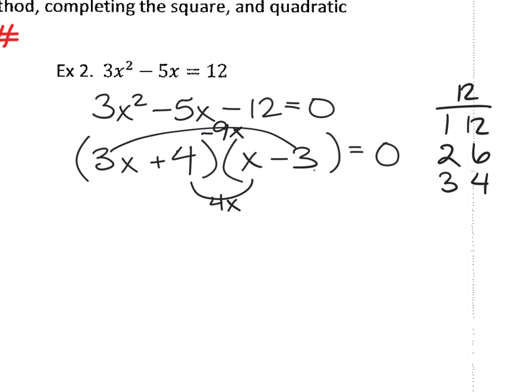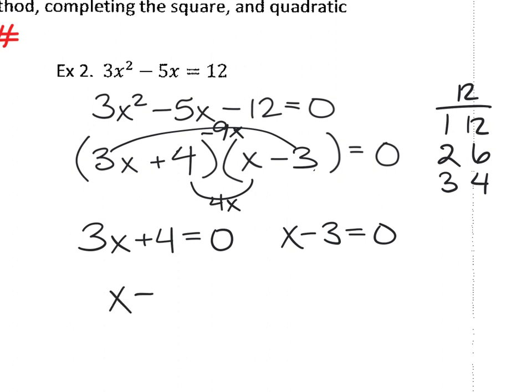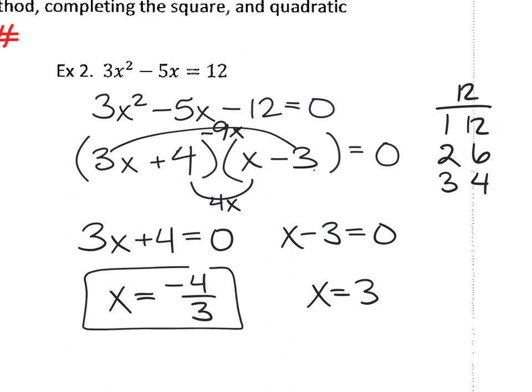Now, of course, that's just factored. What are the solutions? To find the solutions, we take each of the parentheses and we set them equal to 0. And we can do a two-step equation to solve. This is x equal to negative 4/3, and this is x equal to 3. Those are my two solutions. I'll leave you time to write. I know a bunch of people are writing it down now.